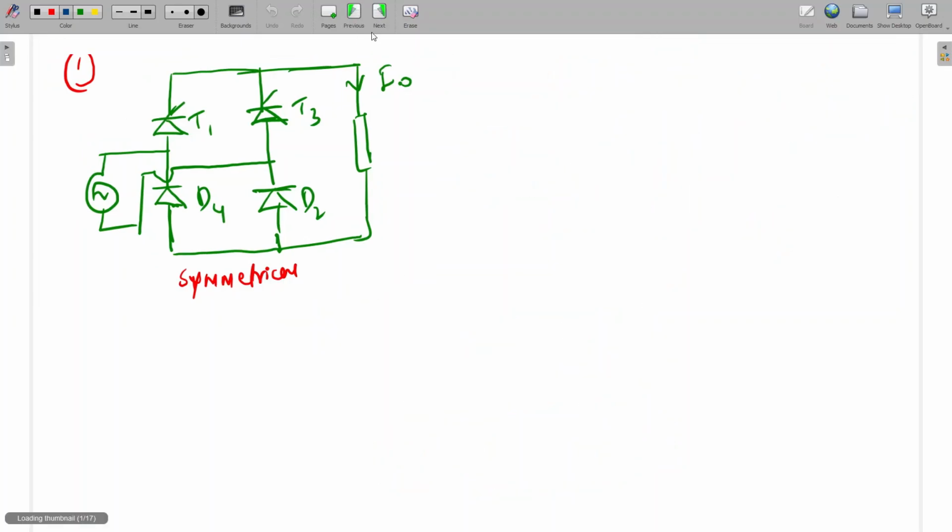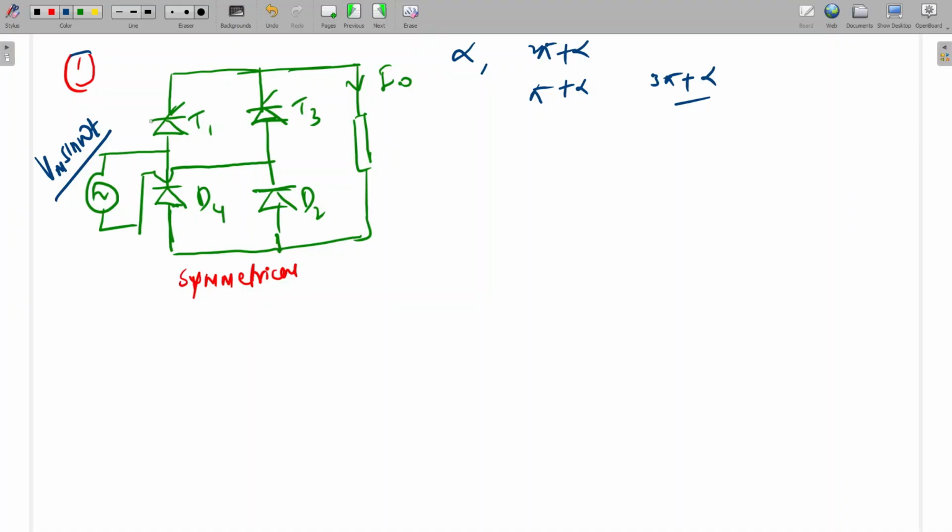This is the first configuration, the symmetrical configuration. The input voltage I am taking as Vm sin omega t. T1 will be fired at alpha, and again at 2 pi plus alpha, and T3 will fire at pi plus alpha and 3 pi plus alpha. So we can say that the firing angle of this converter is alpha. The input voltage will be like this, Vm sin omega t.